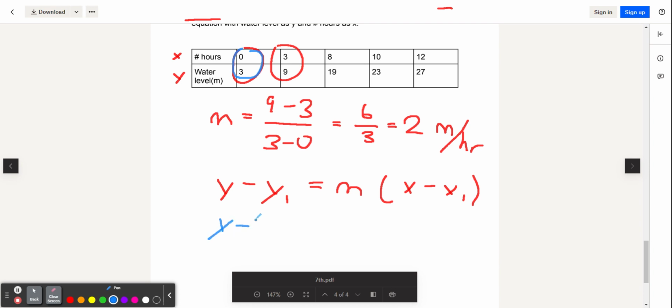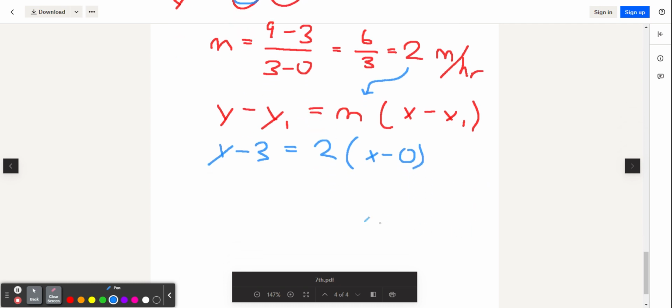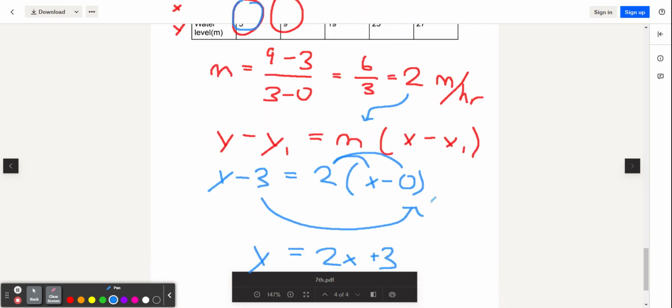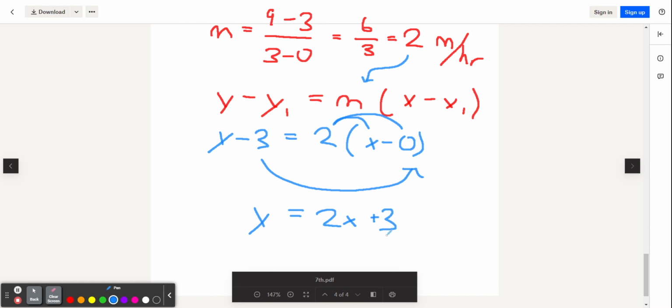So y minus 3, because 3 is the y, equals our slope, 2, times (x minus 0). Now we can simplify, or at least move this 3 over to the other side and distribute the 2. Now we note that this is 0, so in reality this is just x. Our final answer is y equals 2x plus 3, because I assume they want it in slope-intercept form.